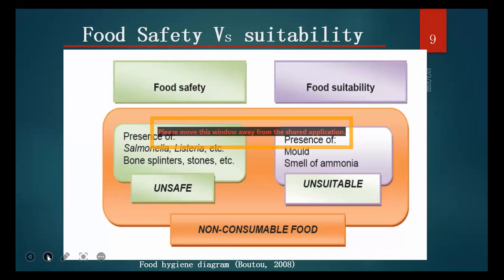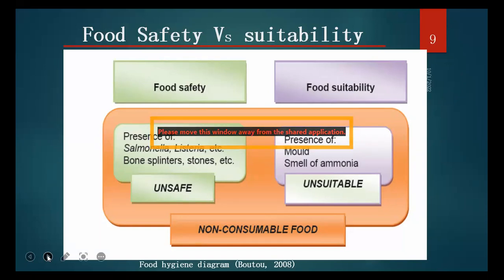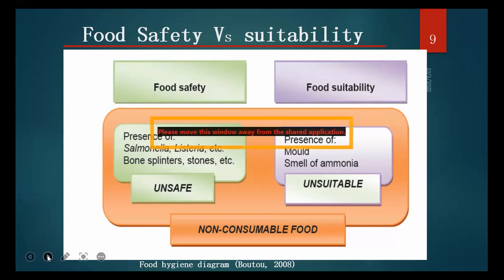So the next slide simply describes, it's an illustration that describes food safety. Food is safe if there is no presence of hazards, and food is suitable when there is no change in its natural appearance. So in case there is presence of microorganisms such as salmonella, which we may not see, bone splinters, especially for meat, stones, etc., that food would be unsafe. But if there is change in its original appearance, which can be detected by presence of mold, smell, that food would be unsuitable.